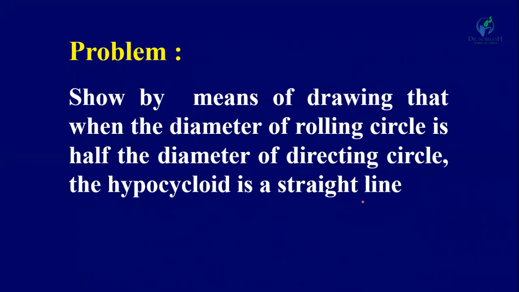Now one more example. By means of a drawing, show that when the diameter of the rolling circle is half the diameter of the directing circle, the hypocycloid is a straight line. So if the diameter of the rolling circle is half the diameter of the directing circle, then the hypocycloid you will get will be a straight line. Now let us understand.